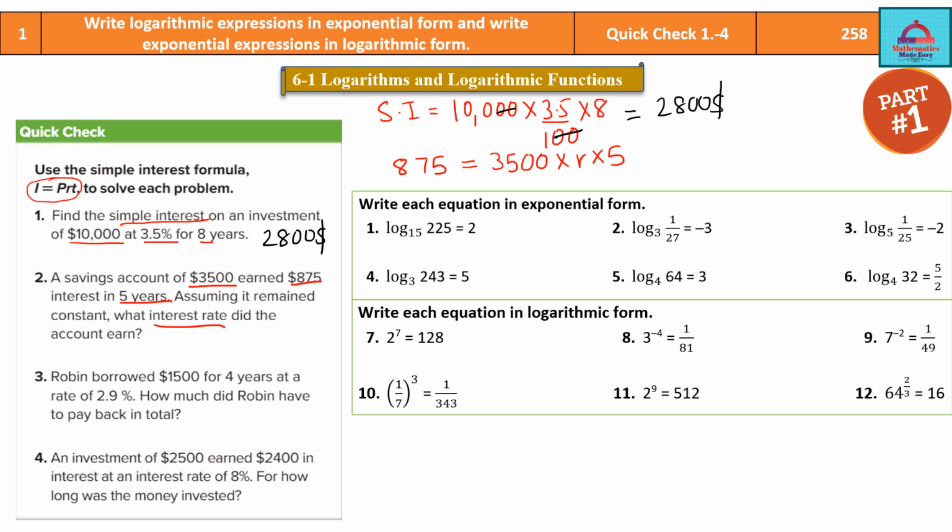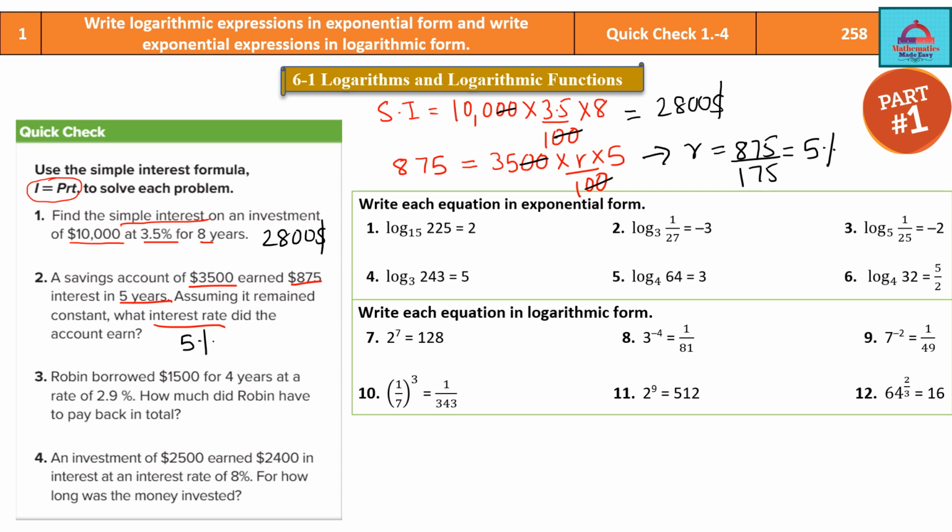When you solve it, remember the rate is expressed as a percentage, so I can divide by 100 so that I can cancel the zeros and the common factor. You simplify, so R comes out to be 875 divided by 175, which is going to be 5%. So the rate of interest is 5% here.